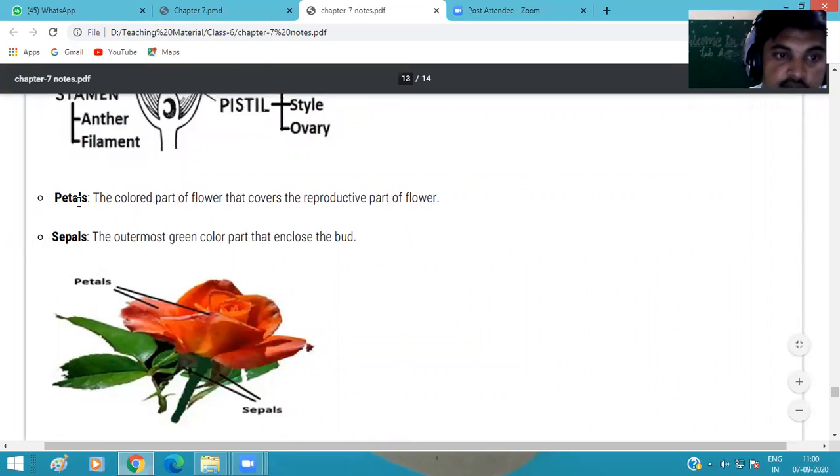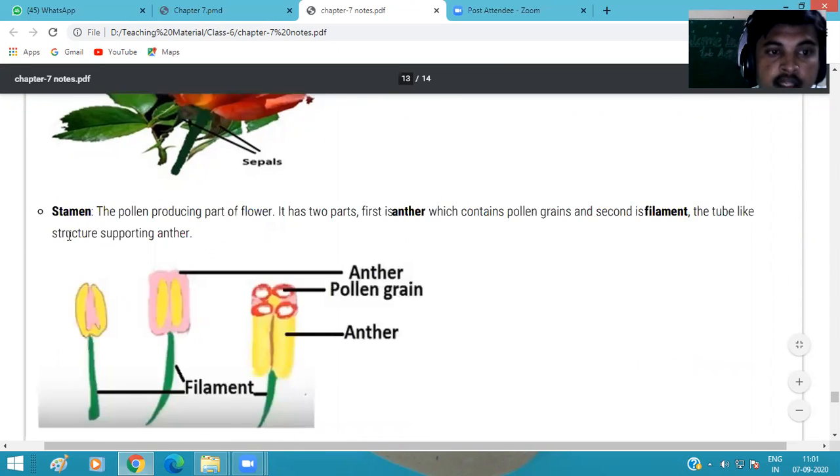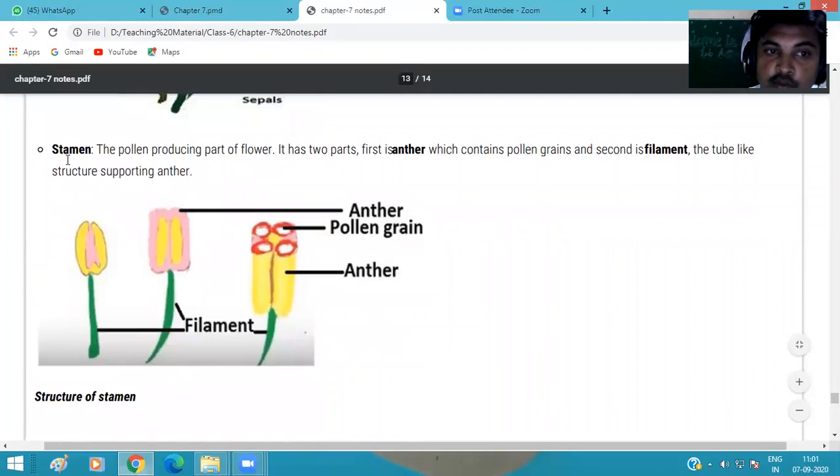Okay, petals, we discussed already. The colored part of the flower that covers the reproductive part of the flower is called petals. And what are sepals? The outermost green part that encloses the bud is called sepals. These are the sepals. And the stamen, is the stamen the male part or the female part? The male part of the flower.